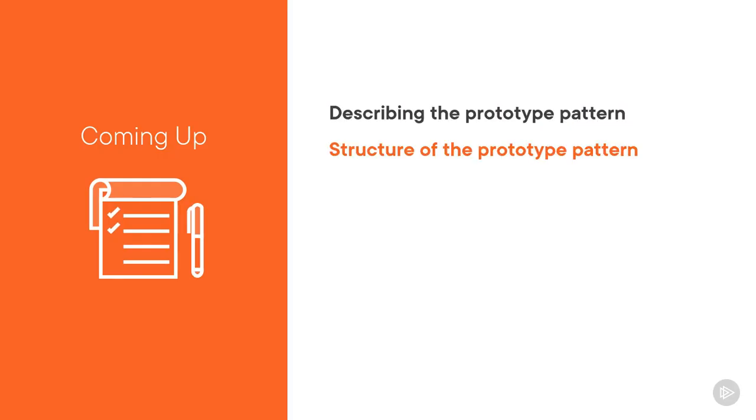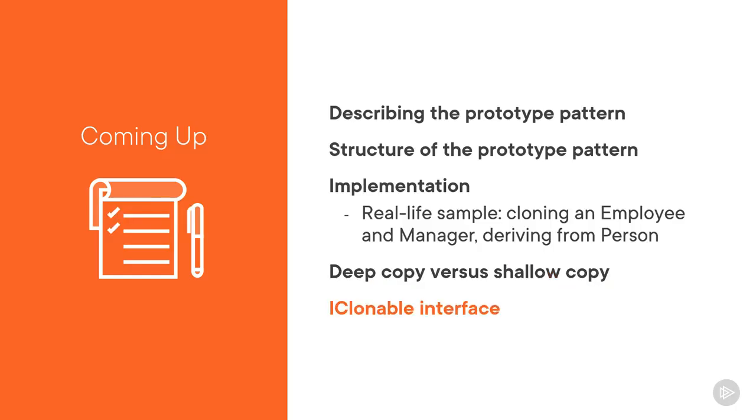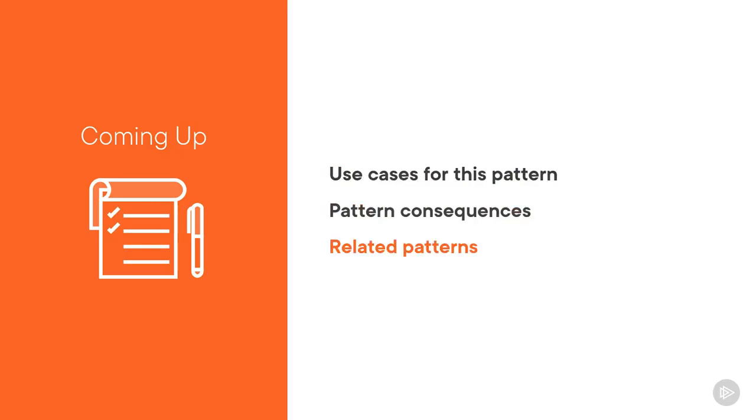We'll start by describing the pattern and by looking into the pattern structure. As a real-life example, we will use the creation of an employee and a manager, both deriving from person via a clone method. After that, we'll dive a bit deeper into shallow versus deep copies, which we'll both implement. We'll cover the ICloneable interface as well, and after that, we will learn about use cases for this pattern, pattern consequences, and related patterns. Let's dive in.